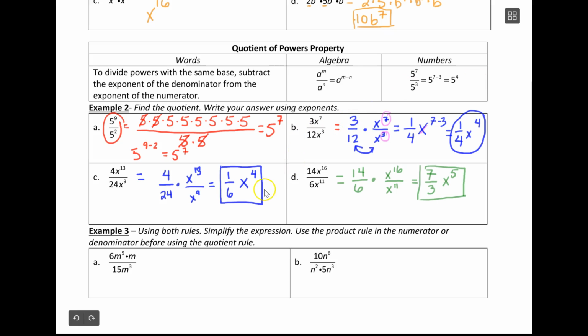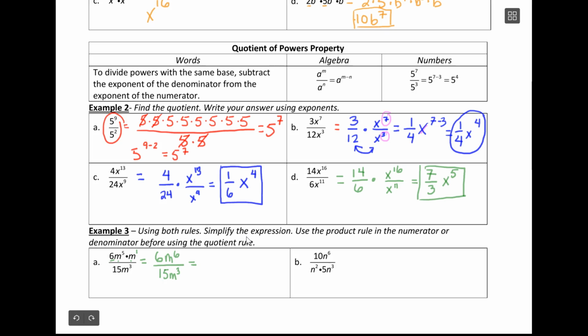Let's take a look at this last example. This is where things get a little more complicated. Using both rules, simplify the expression, and use the product rule in the numerator or denominator before using the quotient rule. Just like it says, before we use the quotient rule, we have to simplify the numerator and the denominator first. In the numerator, I have m to the 5th and m to the 1st. I'm just going to bring out the 6 in the front. M to the 5th times m to the 1st, 5 plus 1, gives m to the 6th. In the denominator, it's already simplified, so there's nothing to do down there.